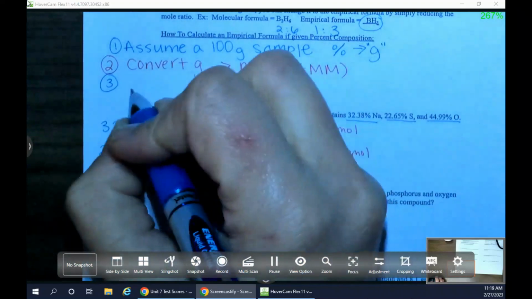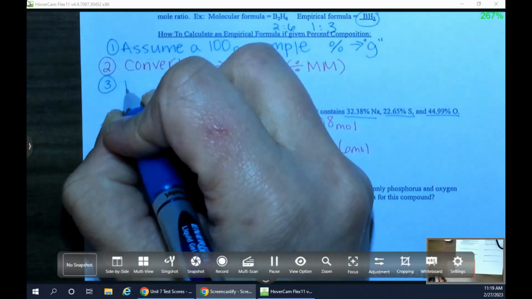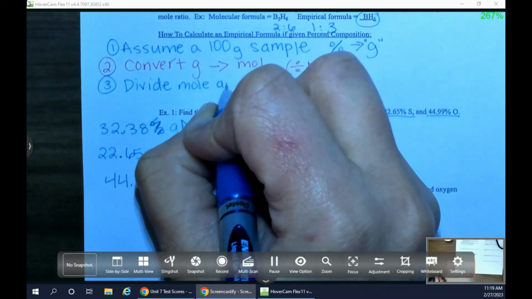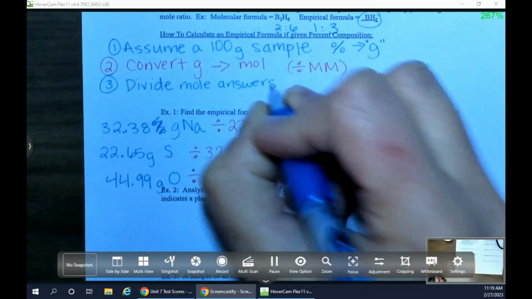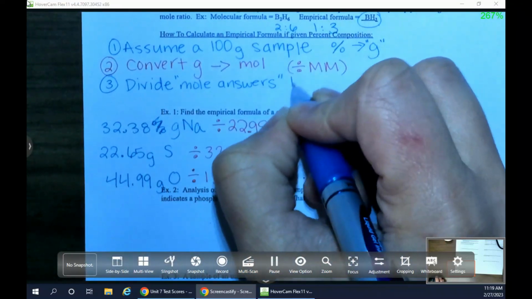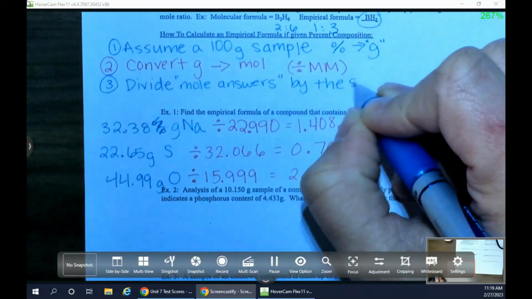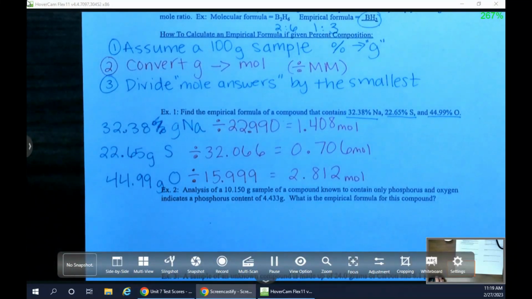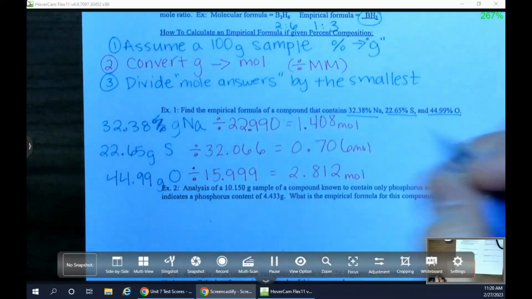We're going to take all of our moles and we're going to divide it by the smallest. So divide mole answers by the smallest. So question, if we divide the smallest by the smallest, what number is that going to make? A 1, right? So that's really all we're doing. We're trying to get a ratio relating them all to one of them. Okay, so we're going to divide the mole answers by the smallest.